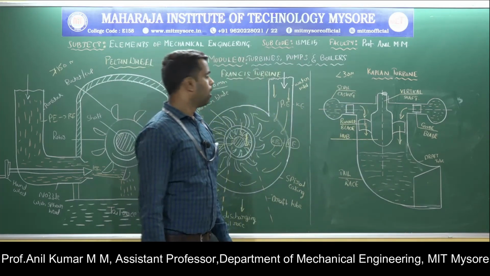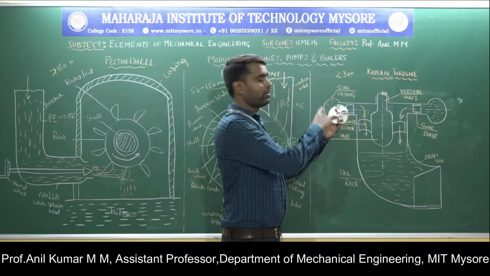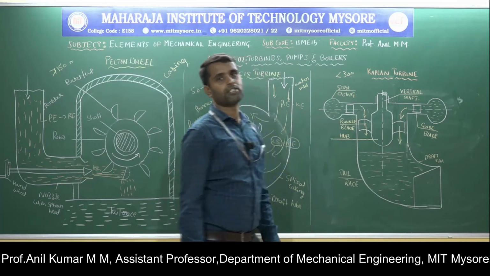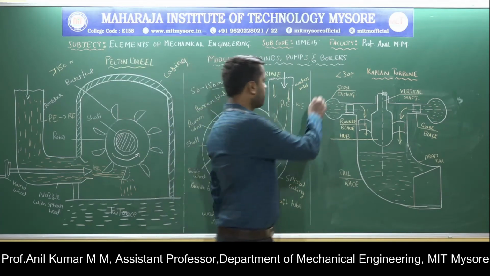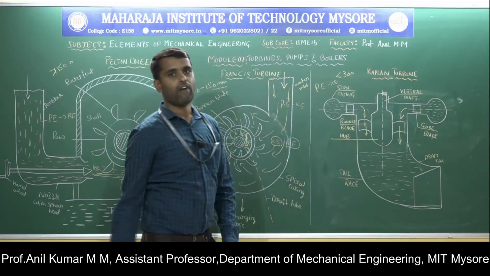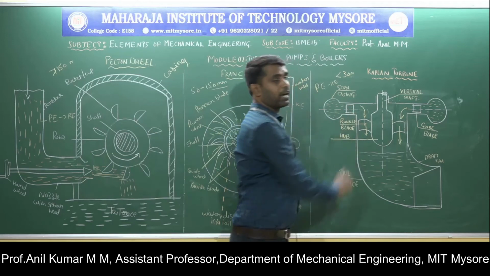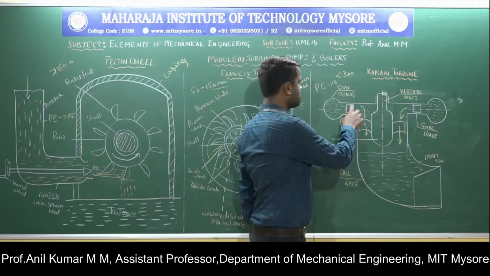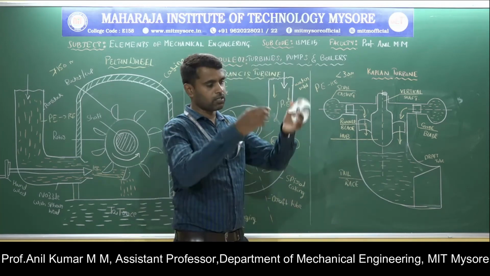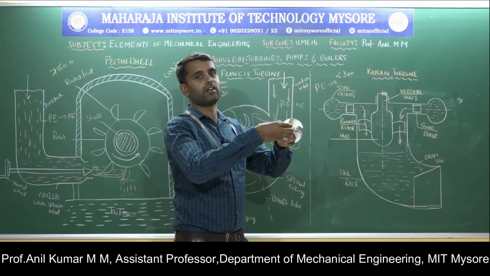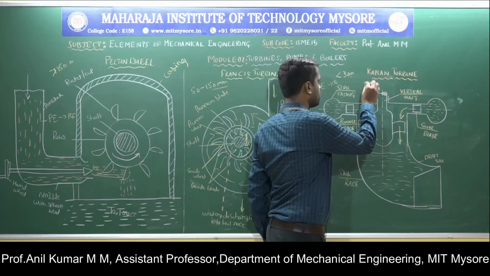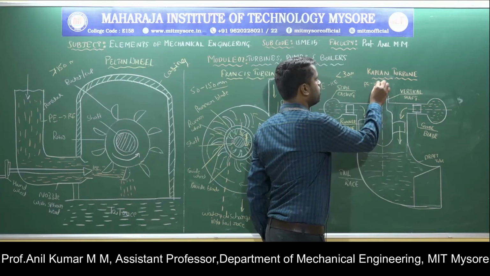Working principle: initially the water from the reservoir enters the spiral casing through the penstock. In that spiral casing, part of the potential energy gets converted into kinetic energy. After that, the water enters the guide blades, and these guide blades guide the water to flow over the runner blades in the axial direction. The water strikes the runner blades in the axial direction. When it strikes the runner blades, the remaining part of the potential energy gets converted into kinetic energy.